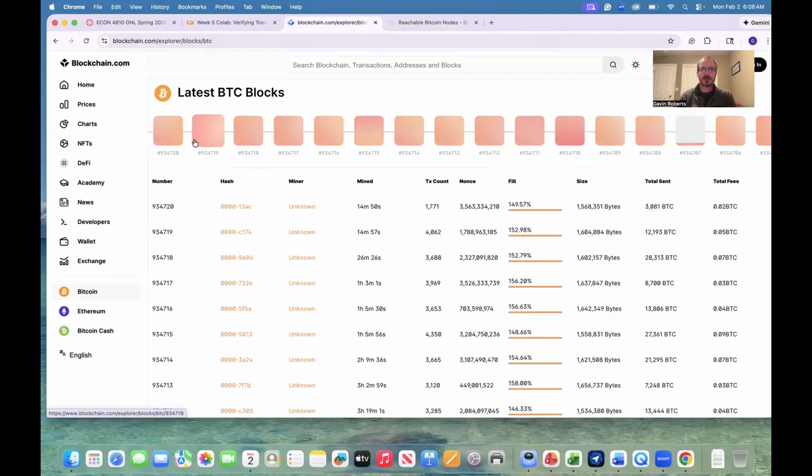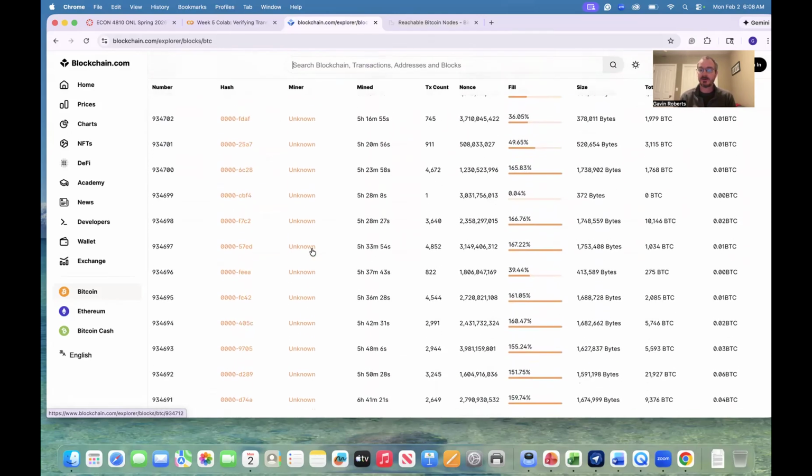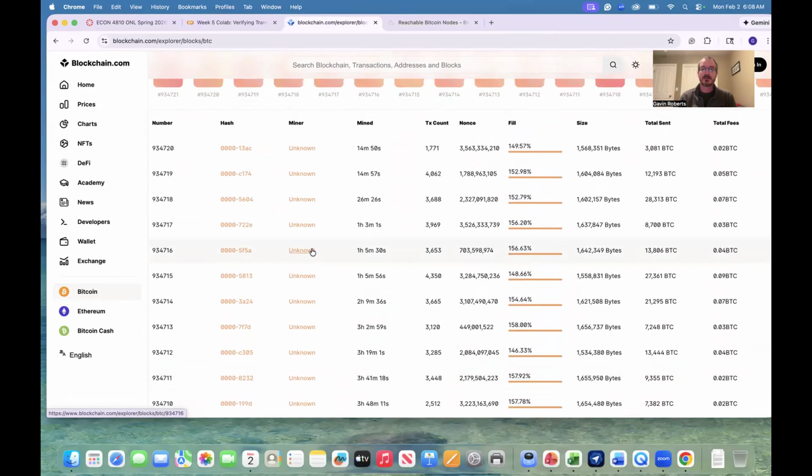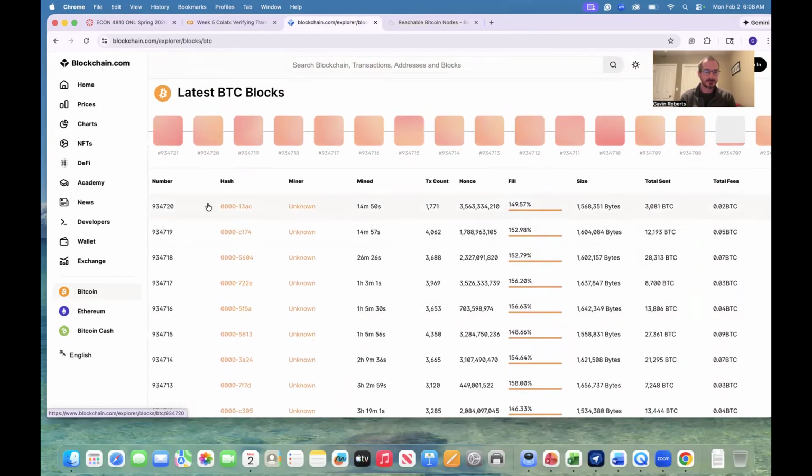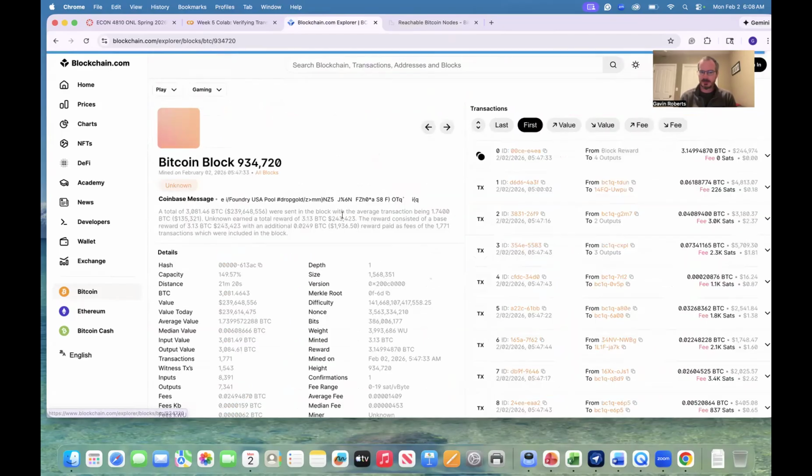These are called blocks, and blocks are essentially packages of transactions that record the history of transactions on the Bitcoin network. Here we can find the entire history of the Bitcoin network. So let's go ahead and look at this block, which is, I believe, the most recent one. So yep, it was mined February 2nd, 2026.